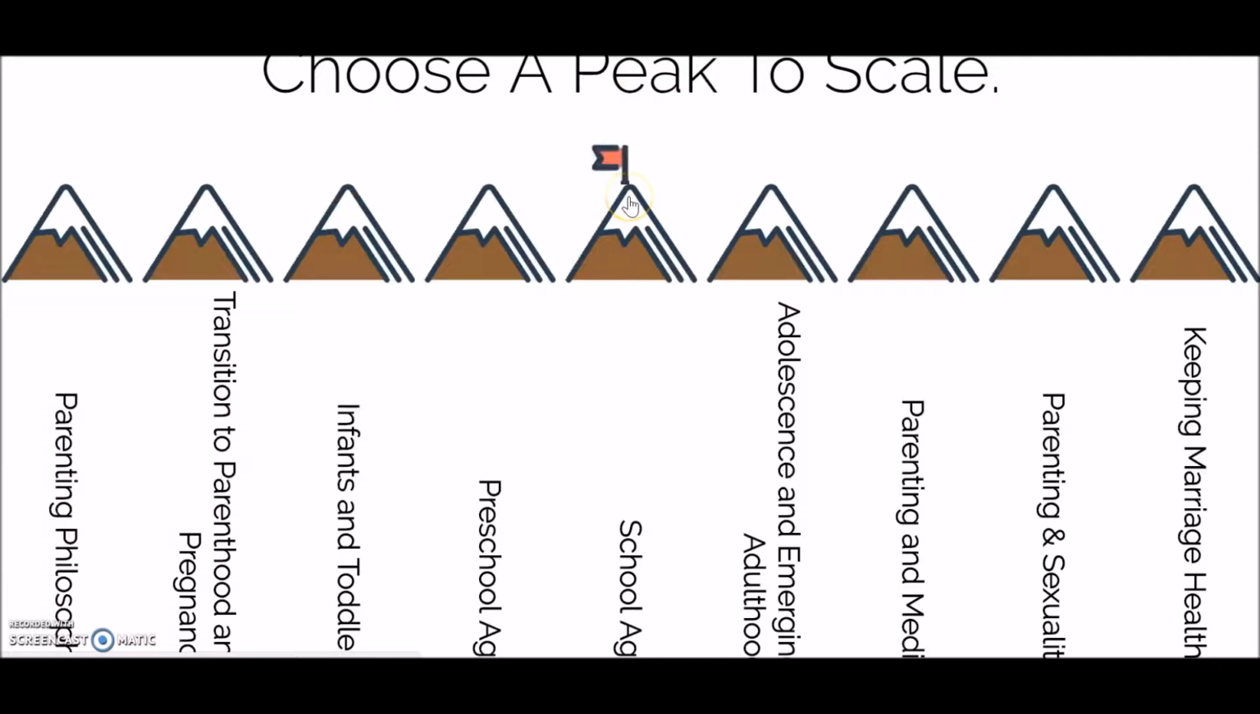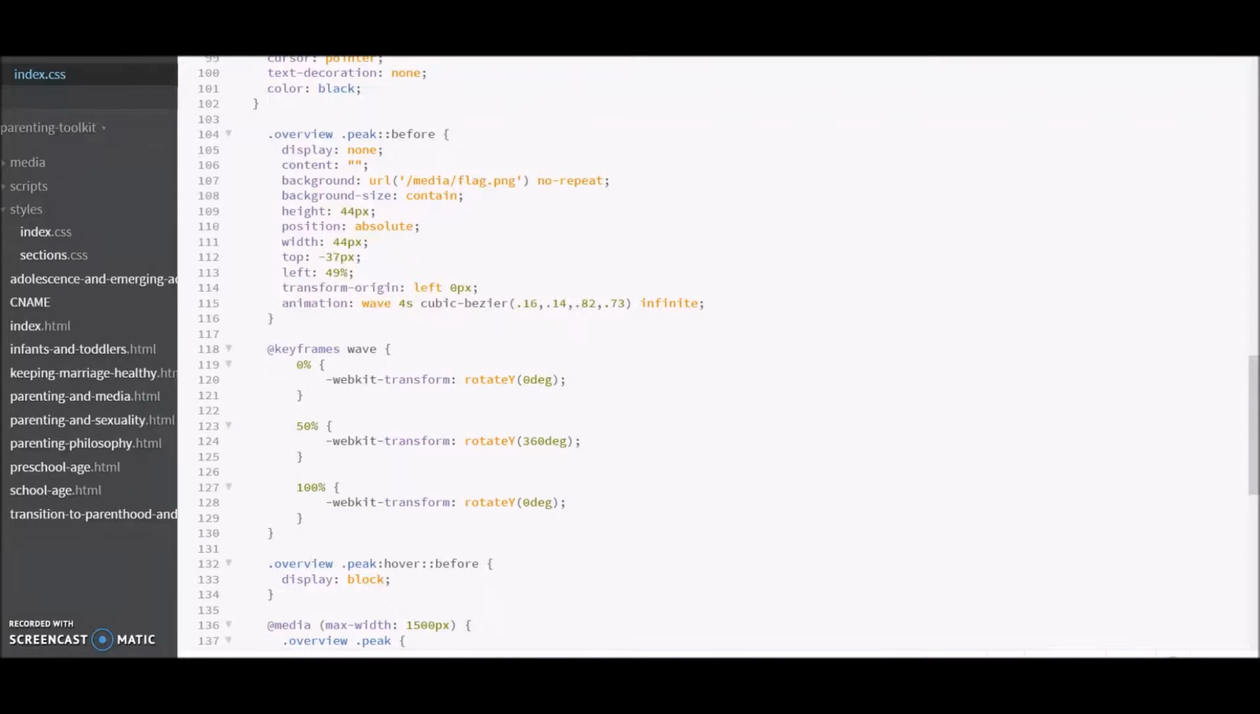So 1, 1000, 2, 1000, 3, 1000, 4, 1000. In that time it spins around 2 entire spins. This here is just to make it run more smoothly. That's the easing in and out of it. And then infinite I specify here so it will never stop running.